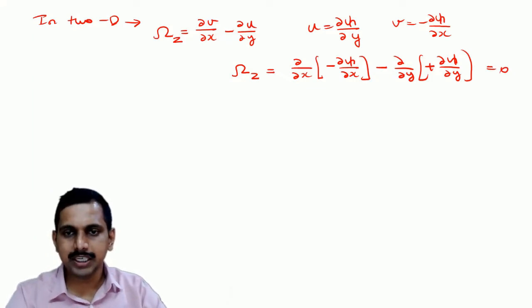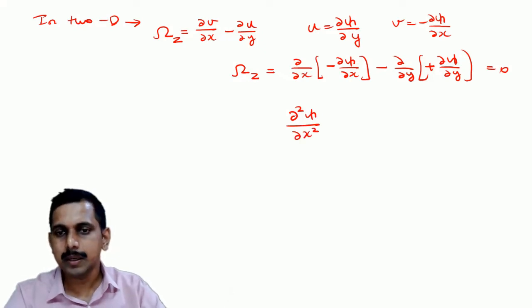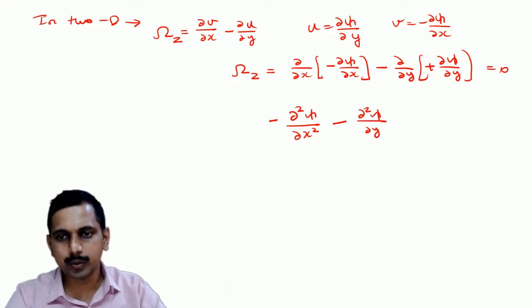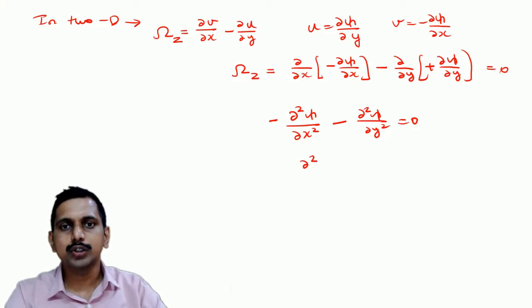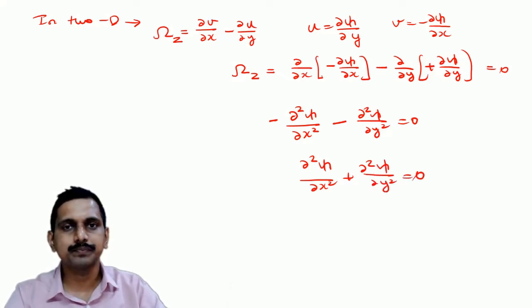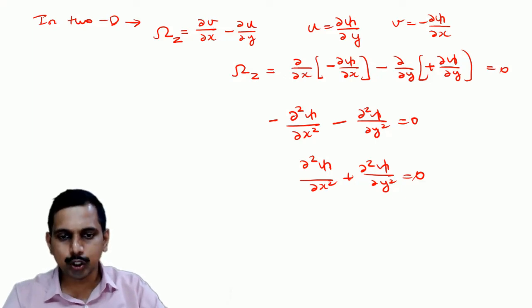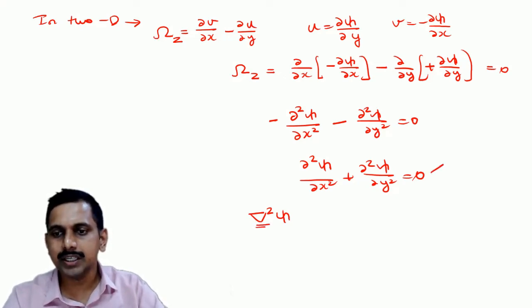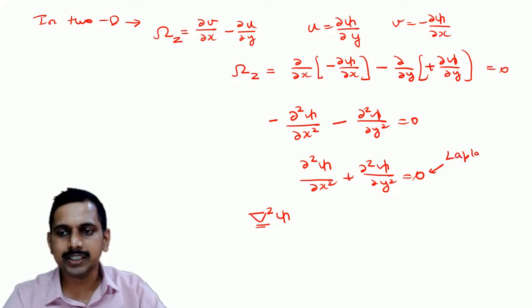So now this will come as minus ∂²ψ/∂x² minus ∂²ψ/∂y² is equal to 0, or ∂²ψ/∂x² plus ∂²ψ/∂y² is equal to 0. Now this equation is actually ∇²ψ = 0, where ∇² is called the Laplacian, and this particular equation is called the Laplace equation.